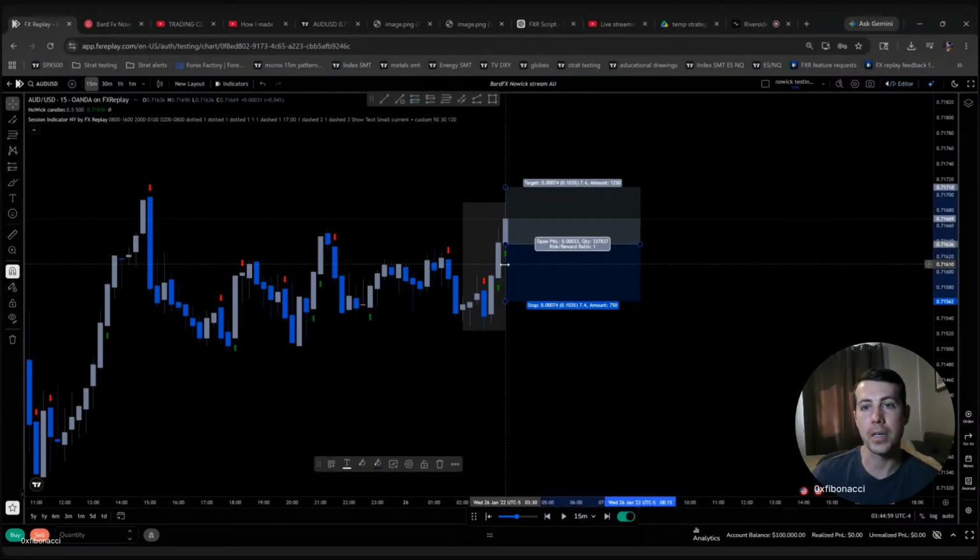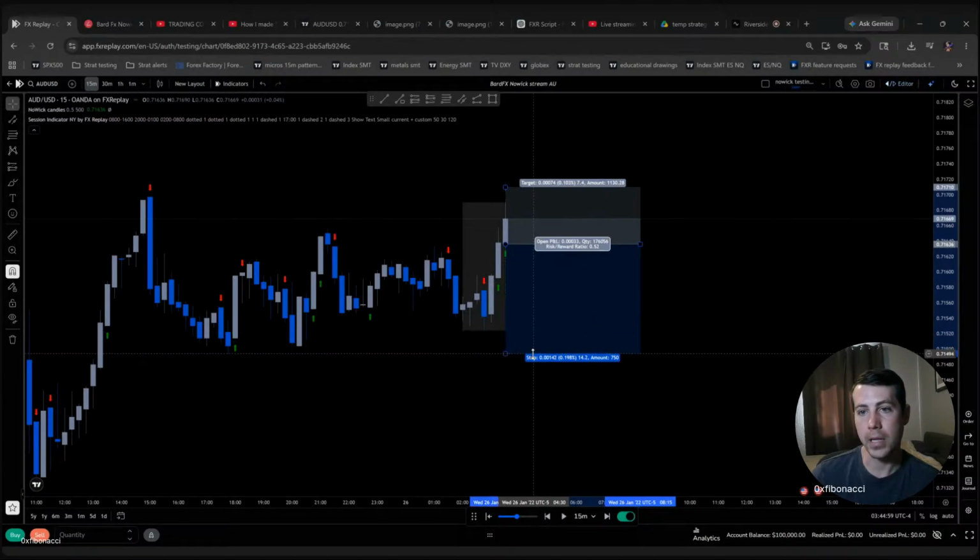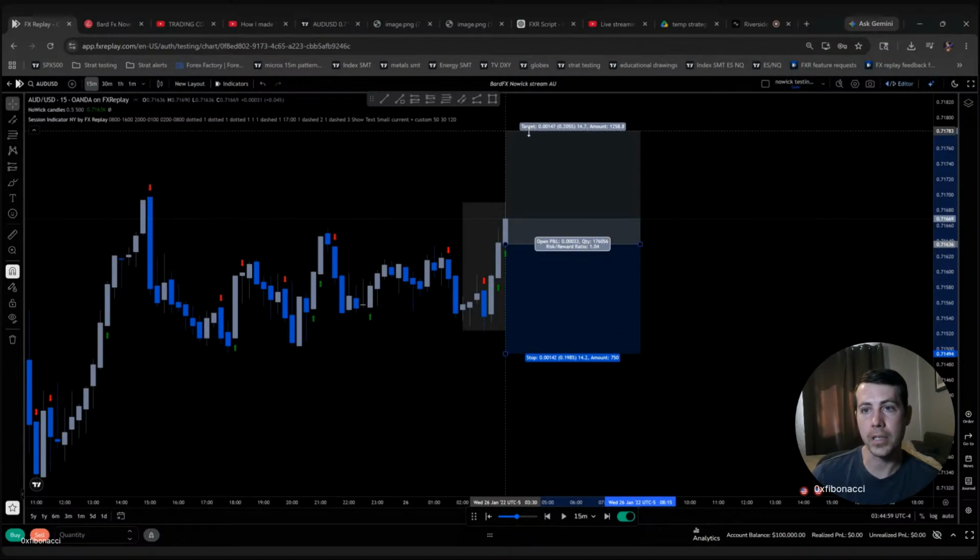So this is our M30 Nowick, stop loss at the swing low, 11.2 pips. This is how I do the breathing room. You can see on your position it's 11.2 pips. We'll add like 3 pips to that, so 14.2. Just doing that, and then a simple 1-to-1 risk to reward.